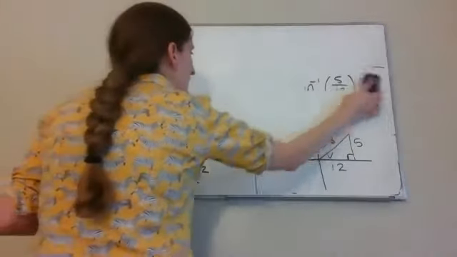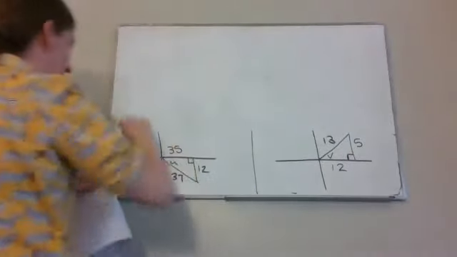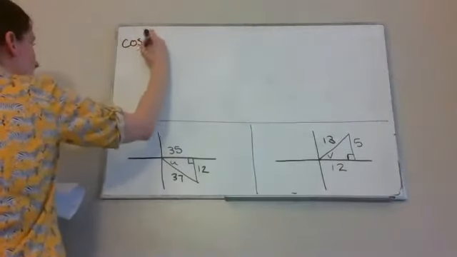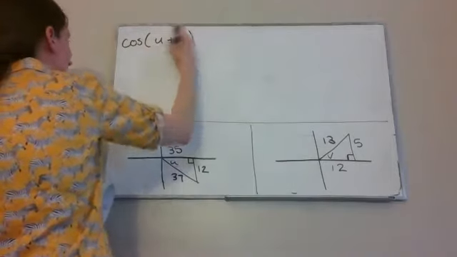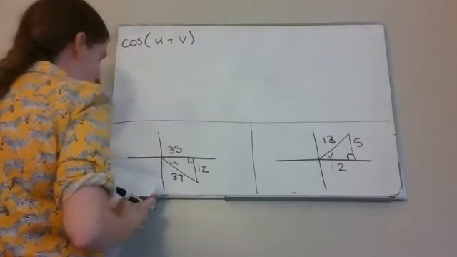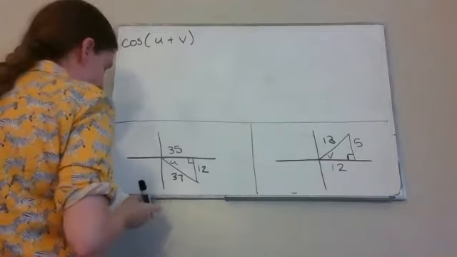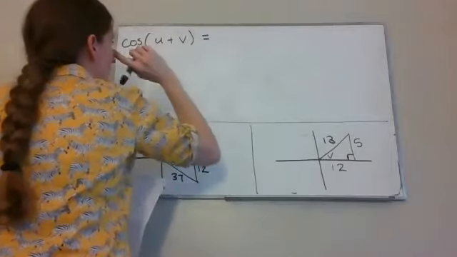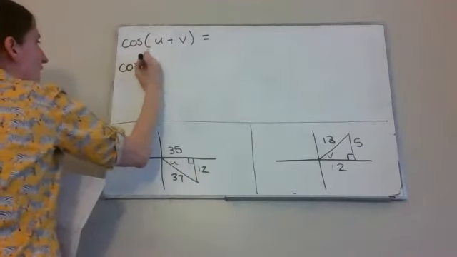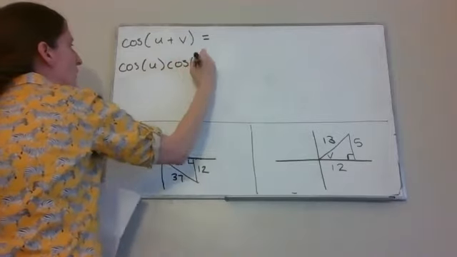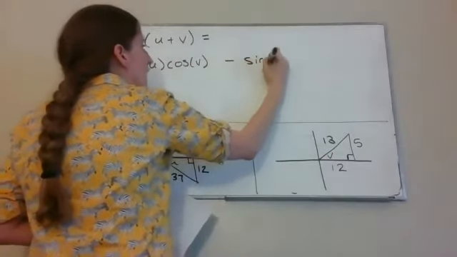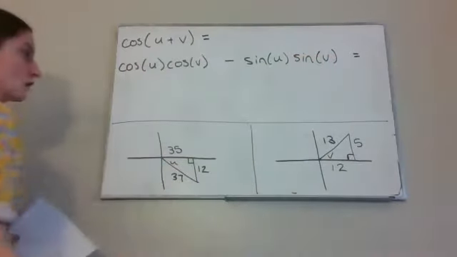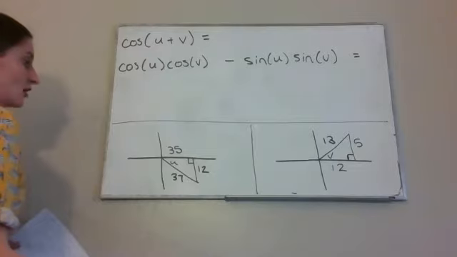I'm just going to leave my pictures of the triangles up because we're going to need those. And what I'm trying to find is cosine of u plus v. U is equal to the sine inverse of negative 12 over 37, and v was tangent inverse 5 over 12. Using my sum or difference formulas, this is cosine of u times cosine of v minus sine of u times sine of v. And now I can just use my triangles to figure out this information.